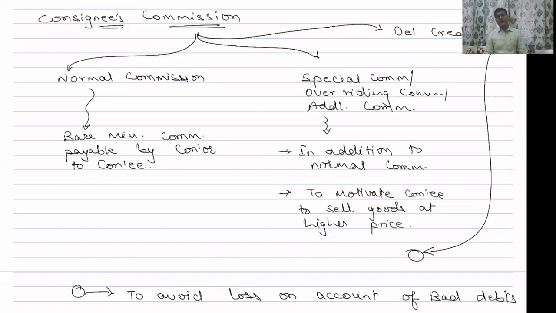And that's why the additional commission is generally calculated with reference to the surplus which has been given to the consignee, or the surplus that is made by the consignee over and above the price at which he is expected to sell the goods. As we start looking at questions, we will start understanding this.